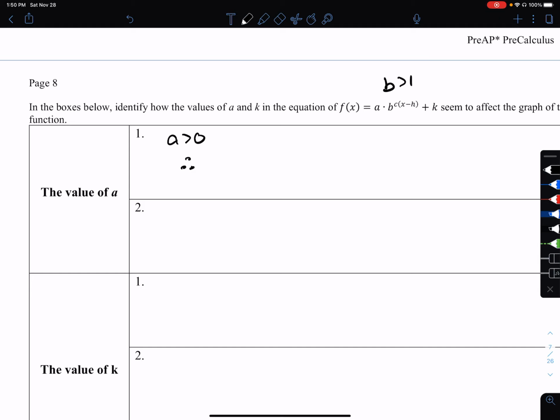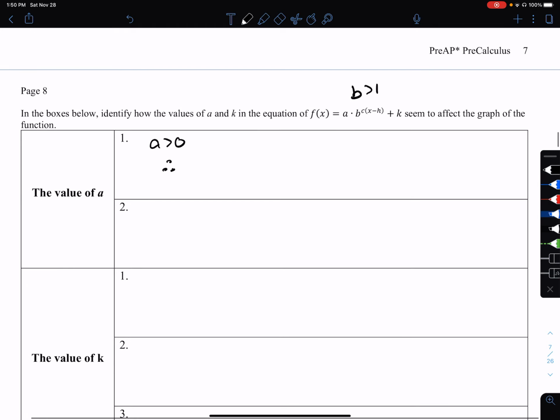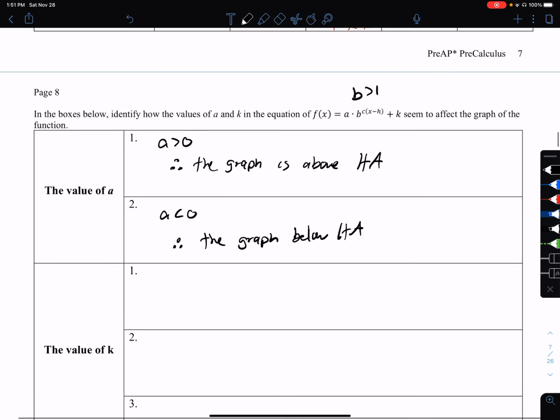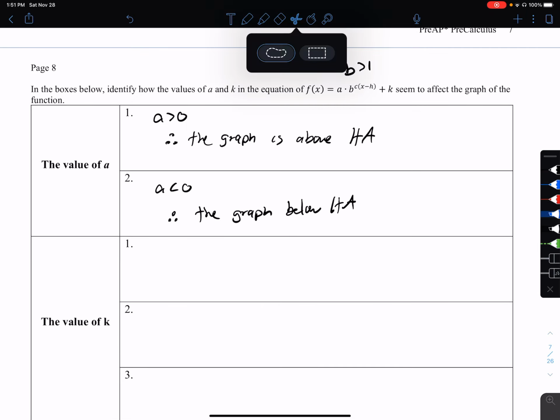Conclusion we can make: since there's no vertical reflection, the graph is going to be above the horizontal asymptote. If A is less than 0, the conclusion we can make is the graph is below the horizontal asymptote.